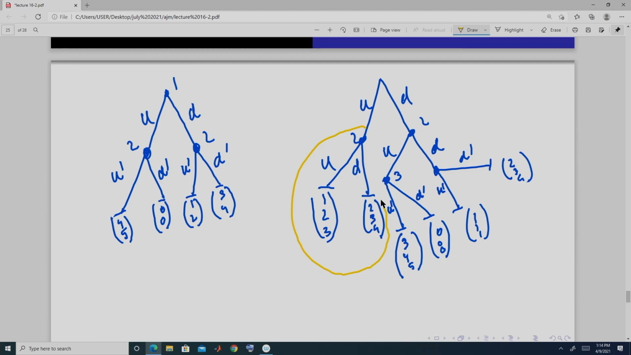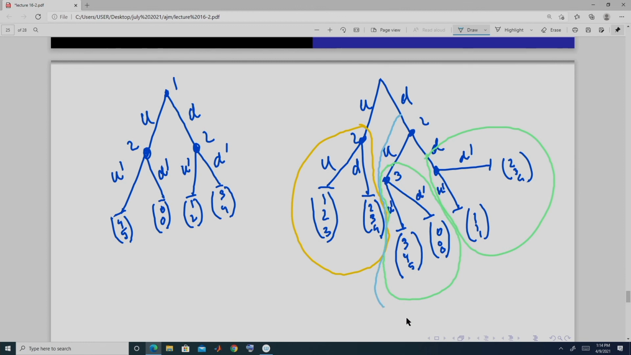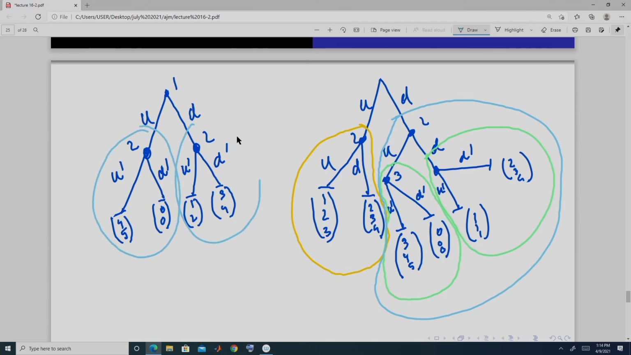So this is one subgame, this is another subgame, this is another subgame, and we will have another subgame like this. Okay. So this game has 1, 2, 3, 4 subgames. This has only 2 subgames. This is one and this is one.